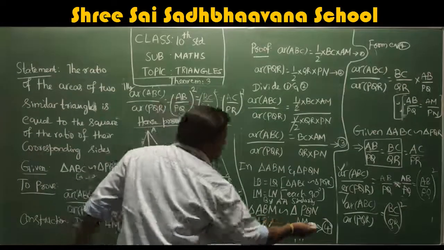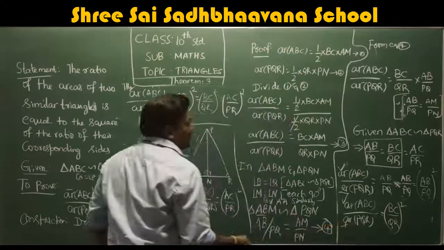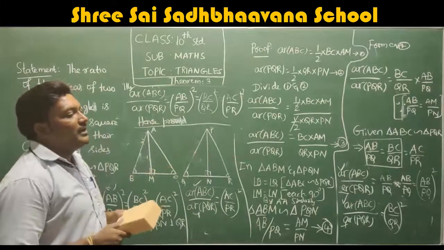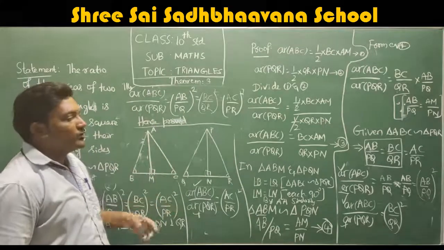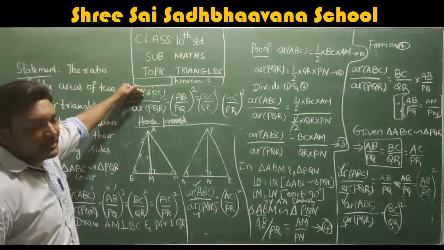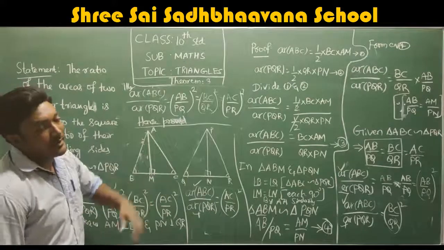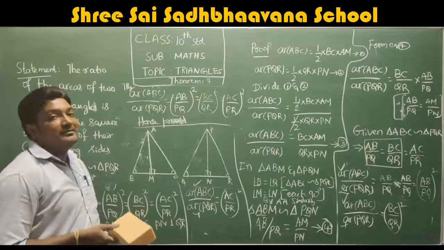You can just skip these two steps. No problem. You can just skip these two steps. And after proving that area of triangle ABC by area of triangle PQR is equal to AB by PQ whole square, directly you write the proof. Similarly, just what is there in 'to prove' we already wrote, that you can write. So you can prove that easily.